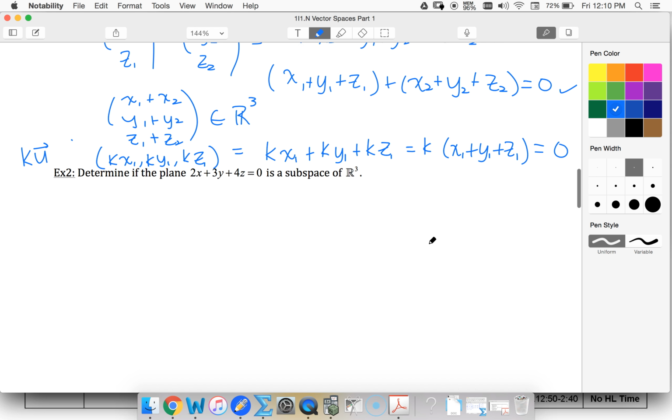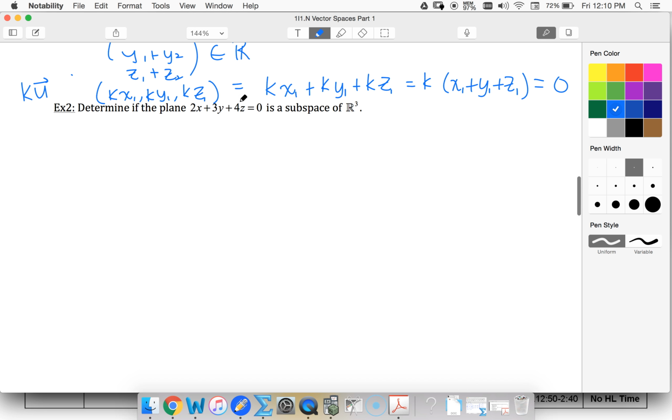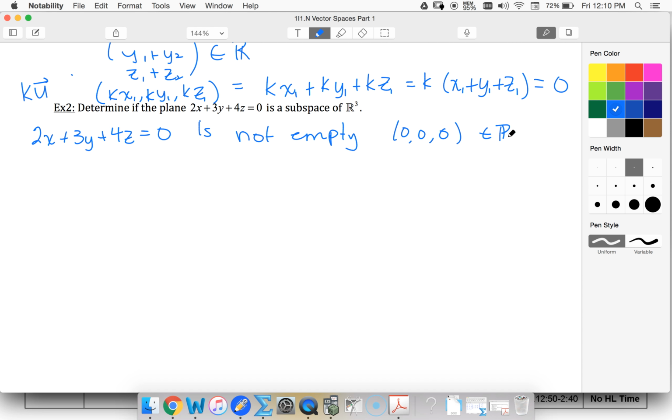All right. Now we want to know if this plane is a subspace of R3. So we're going to do the same thing. We're going to look at our vectors and determine whether we're closed under addition and closed under scalar multiplication. So first of all, it's non-empty. Again, we could have (0, 0, 0) as a point. So 2x plus 3y plus 4z equals 0 is not empty. (0, 0, 0) is an element of R3 and makes our equation true.